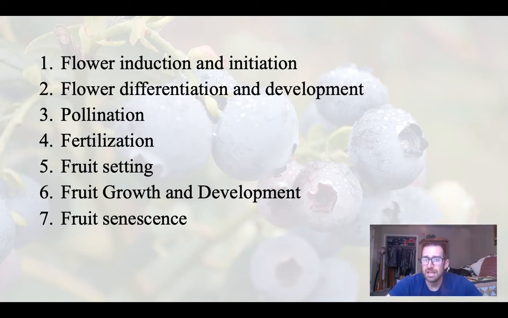So again, some of these topics we've already looked at, right? We looked at pollination, fertilization. We've looked at fruit development. So some of that is going to be review, and we won't go too in depth. But in other cases, such as when we talk about flower induction here in the beginning, we're going to delve into it a little bit more.